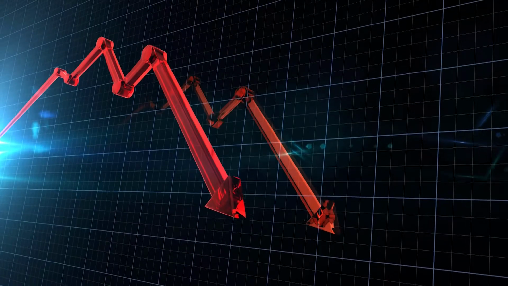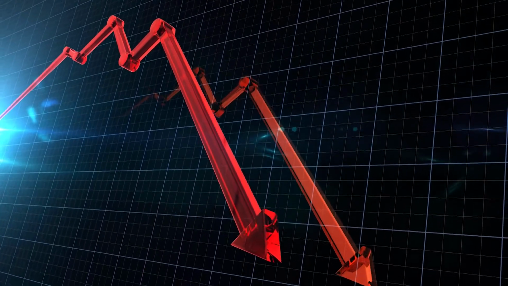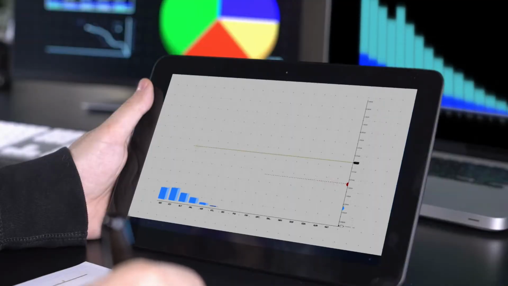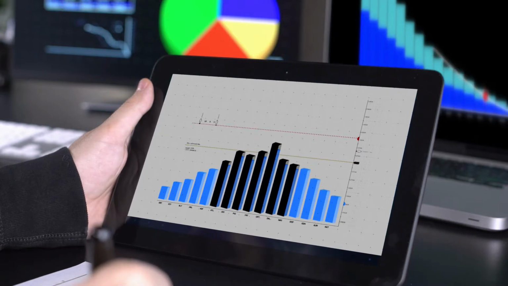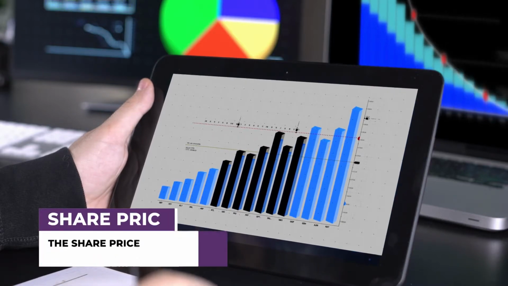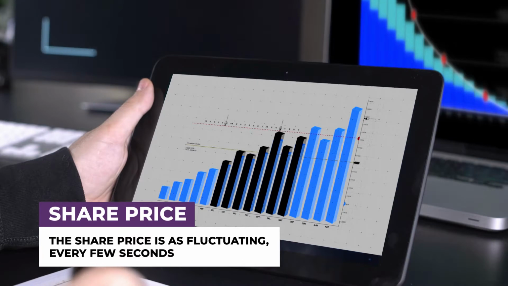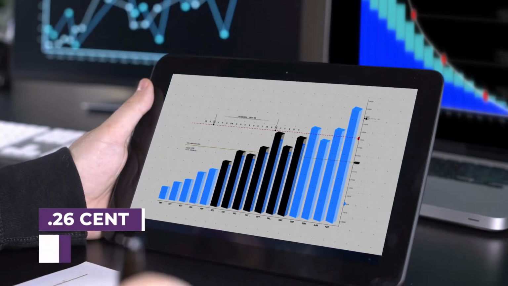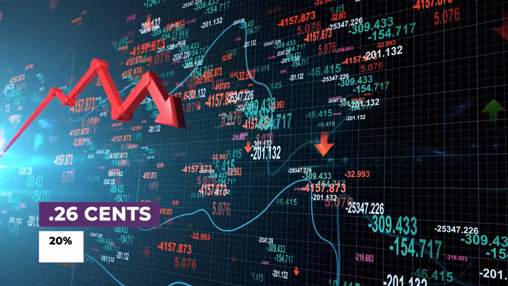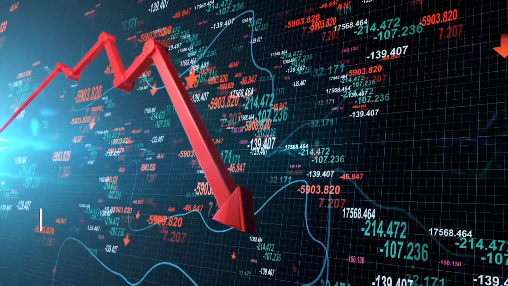If the market is closed, the numbers next to the share price will not be fluctuating. If the market is open, you will see that the share price fluctuates every few seconds. During the trading day, it went up 0.26 cents. Therefore, it was up 0.20%. However, markets are very volatile these days.